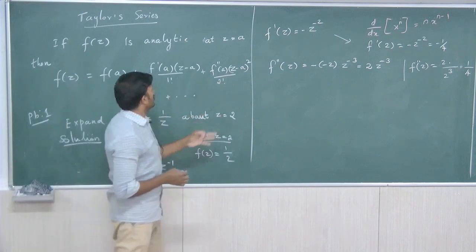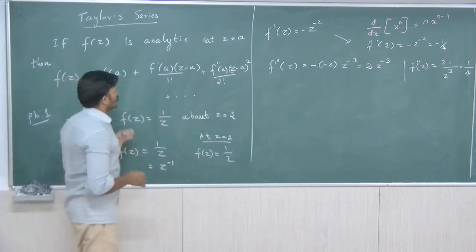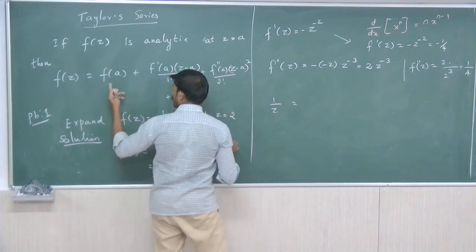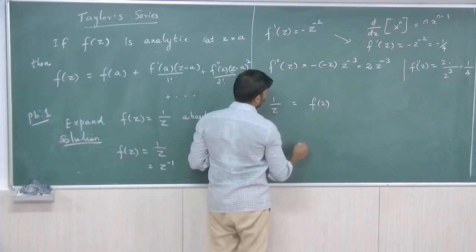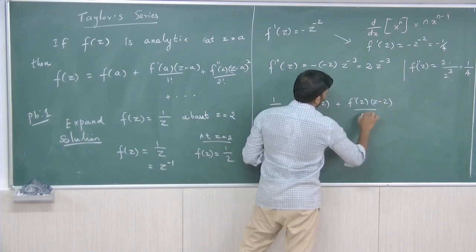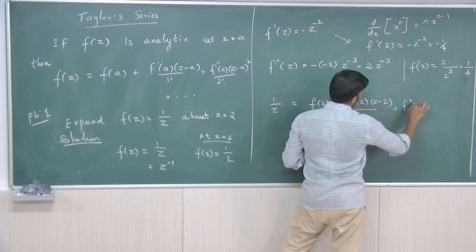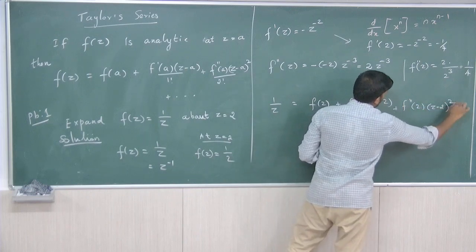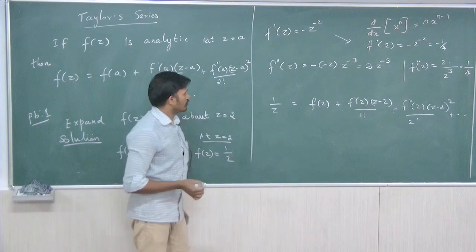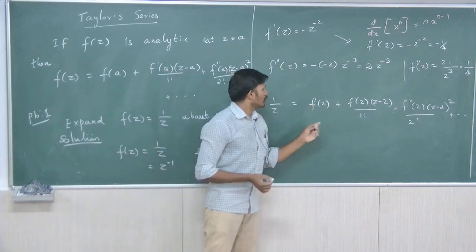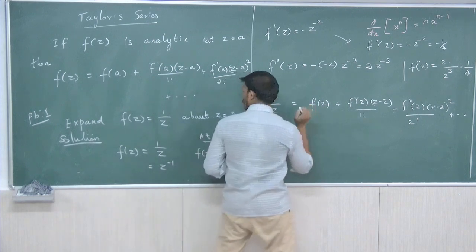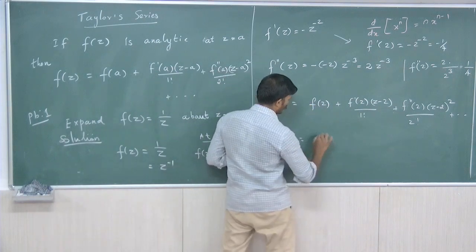Now I am going to apply these derivatives in this expression. By using this formula, you get 1 by z equal to f of a, that means f of 2, plus f dash of 2 into z minus 2 divided by 1 factorial, plus f double dash of 2 into z minus 2 whole square divided by 2 factorial, and so on, right? So now try to substitute the remaining. We have already found those values. f of 2 is nothing but 1 by 2.